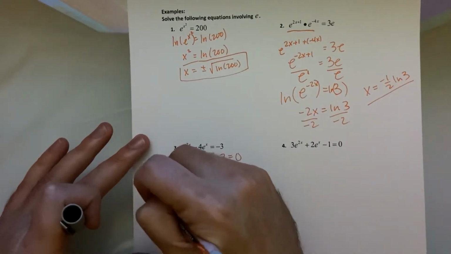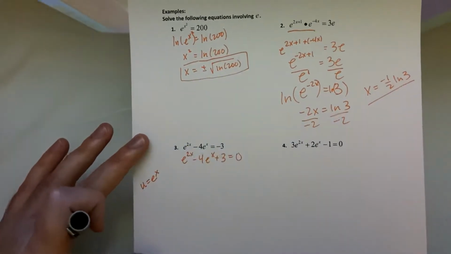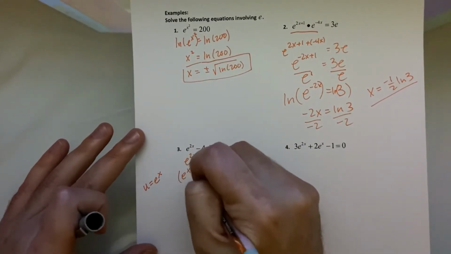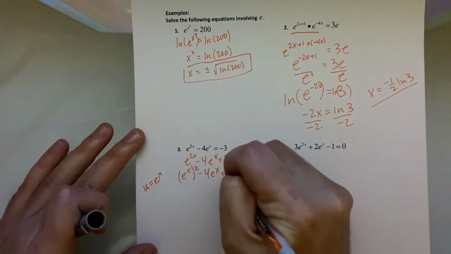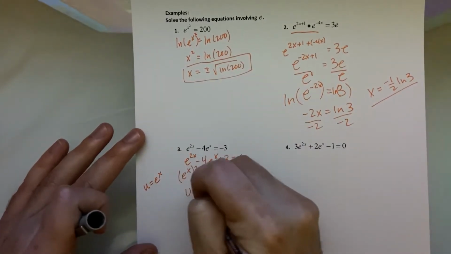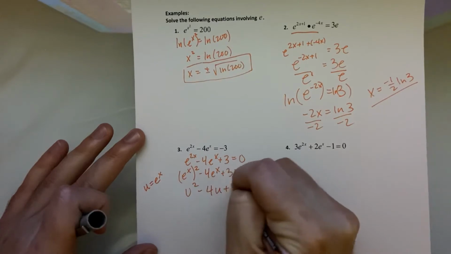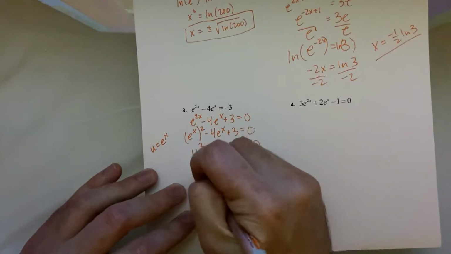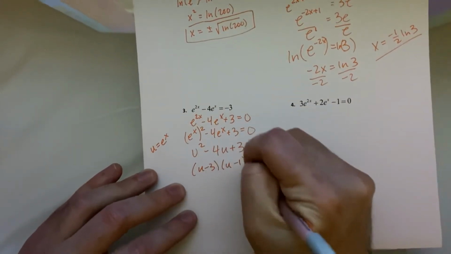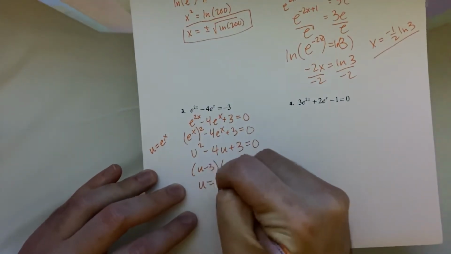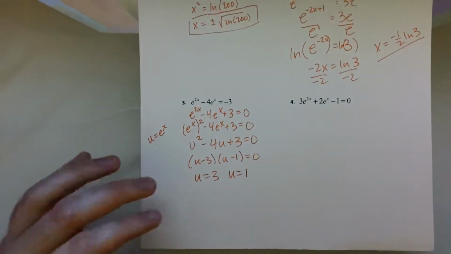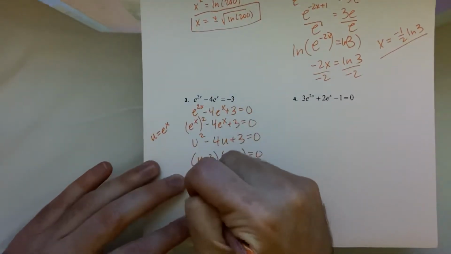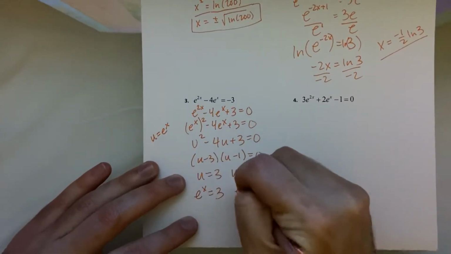But before that, we can use what we call u substitution. Let u equal e to the x. Remember that e to the 2x is really e to the x squared. Which means when I put u in, this becomes u squared minus 4u plus 3 equals 0. This is something you can factor. It factors into u minus 3 and u minus 1, which means either u equals 3 or u equals 1. Now, since I didn't start the problem with u, I can't end it with u. I've got to go back to e to the x. So e to the x equals 3, e to the x equals 1.